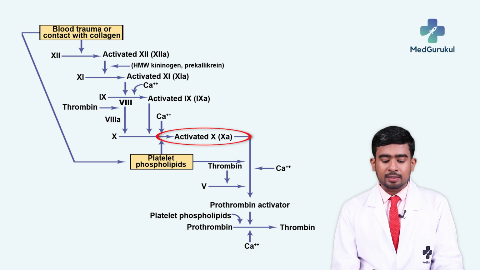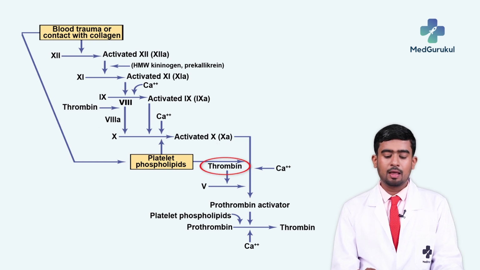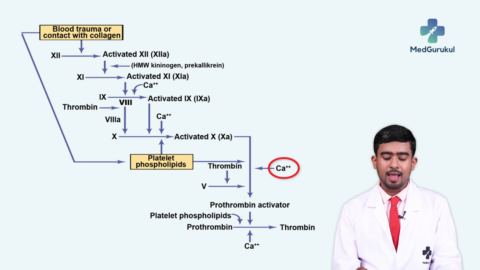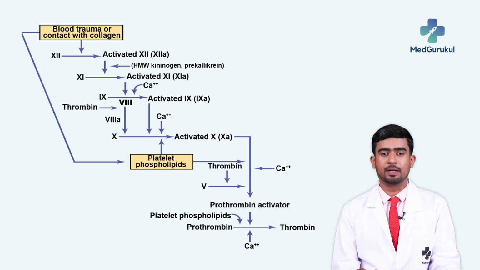The activated factor 10 along with thrombin, activated factor 5 and platelet phospholipid in presence of calcium will lead on to the conversion of prothrombin to thrombin. So, this entire complex, that is activated factor 10 along with calcium, factor 5 and platelet phospholipid, is the prothrombin activator which will activate prothrombin to thrombin, and the thrombin will further lead on to activation of fibrinogen to form fibrin.